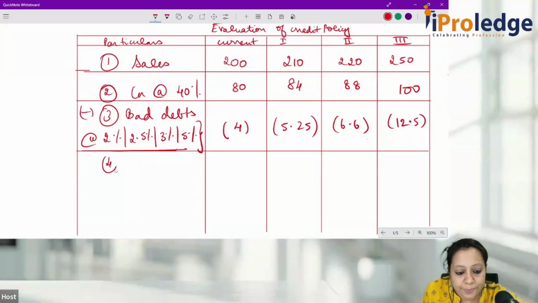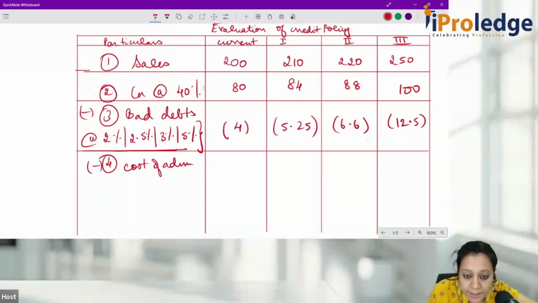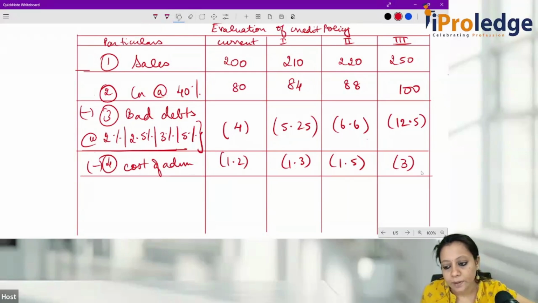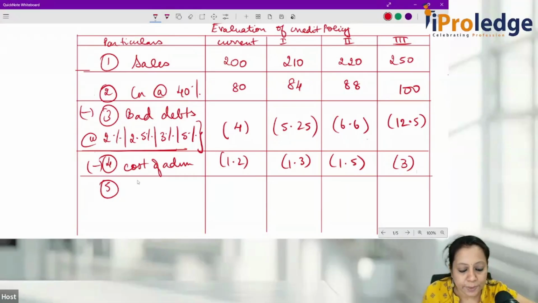Now we will do minus cost of administration. Again, it is given in the question, dears. So I will just take it. It is 1.2, 1.3, 1.5, and 3, given in the last row of the table in the question. And we are following the format. Just now we recalled that also.